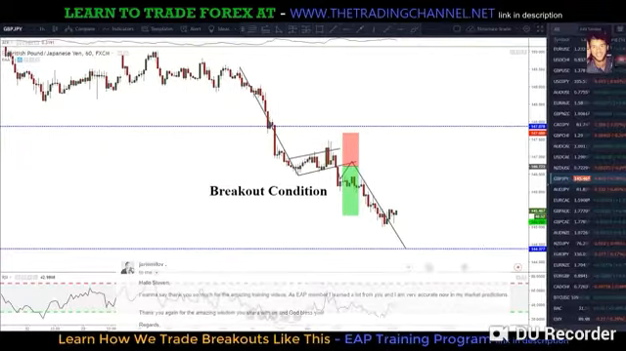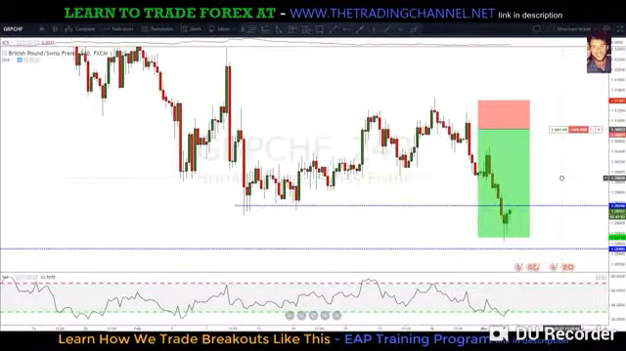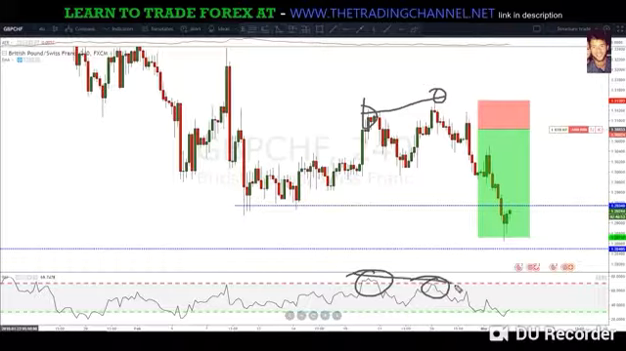Let's head back over to the Pound Swiss. Okay, so here we are back on the Pound Swiss chart. We've already discussed the fact that we had RSI divergence here. Lower high, higher high, higher high, lower high, creating RSI divergence.